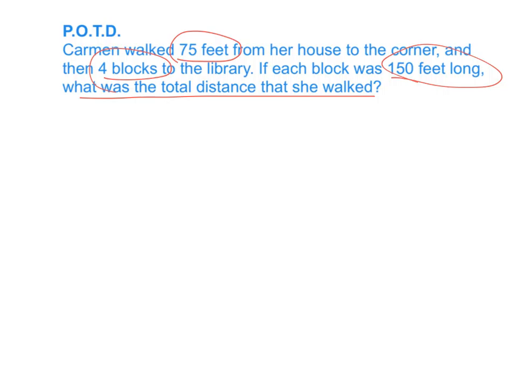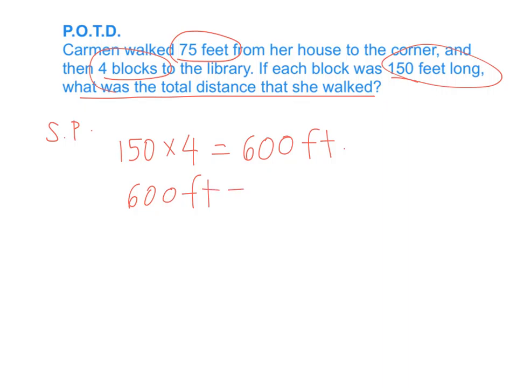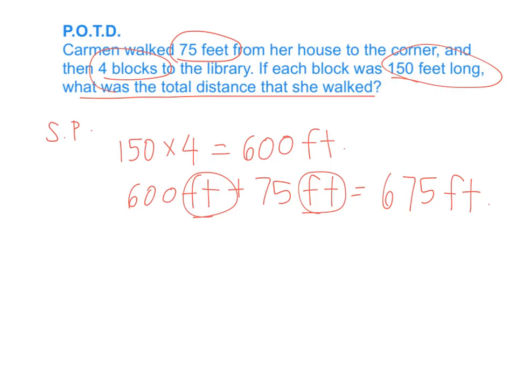How could I solve this problem? Soham? First I wanted to know how many feet she went in 4 blocks, so I did 150 times 4, and that got me to 600 feet. Then I added 75 feet because I know that they have the same unit of measurement, so I just added and it was 675. Soham, I love how you noticed that you can just add because they had the same unit of measurement. If they did not have the same unit of measurement, could we add them? No. Did anyone solve it a different way?